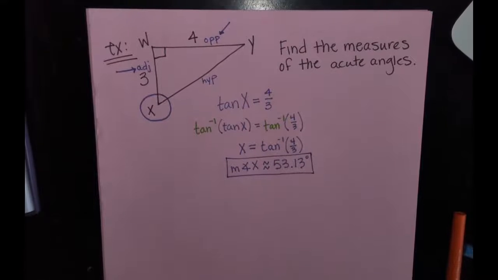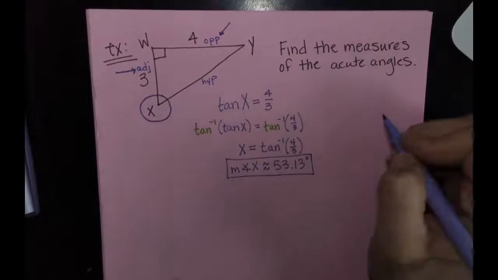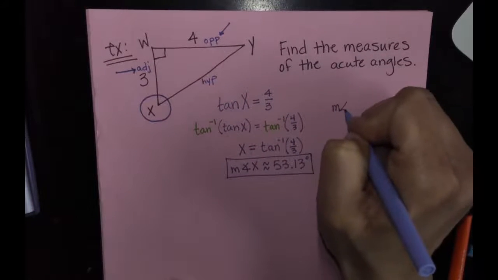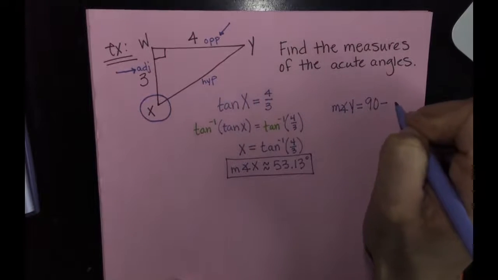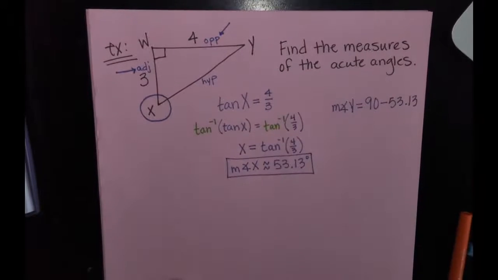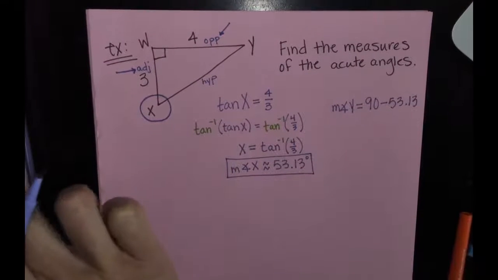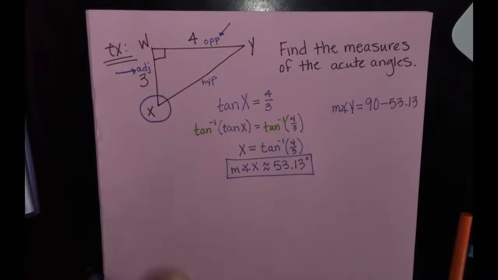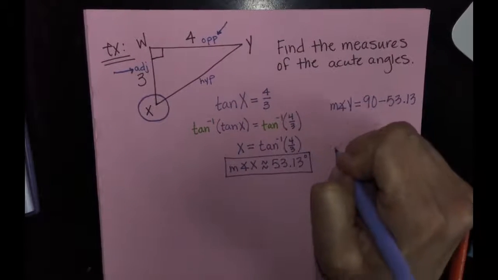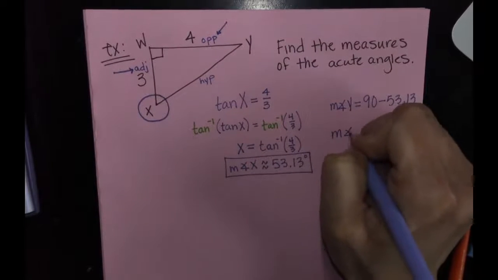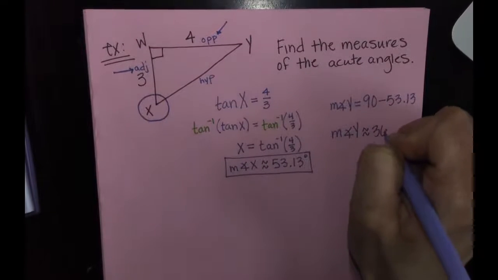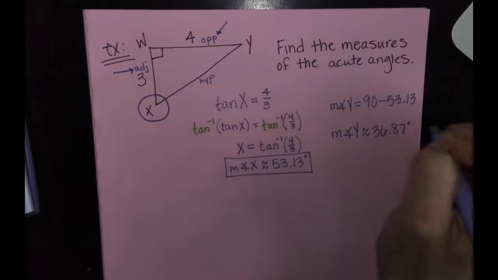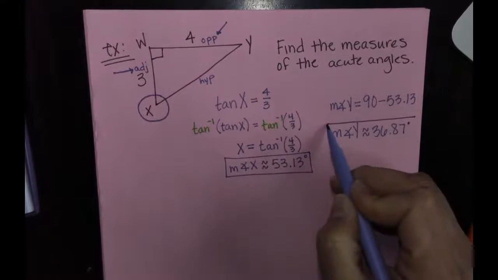And to simply find the other acute angle, to find the measure of angle Y, because they are complementary, we are just going to subtract that value from 90 degrees. So 90 minus 53.13 will make the measure of angle Y approximately 36.87 degrees.